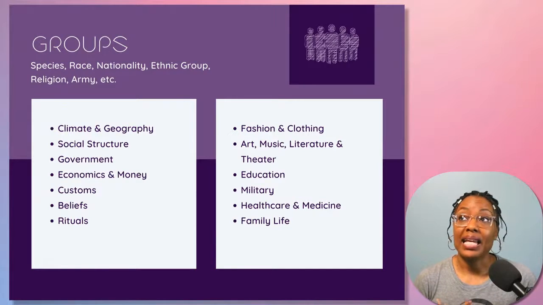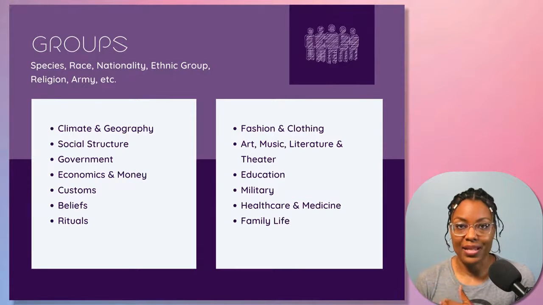So if I'm dealing in nations in one of my secondary world epic fantasy stories, then I'm going to go into the climate and geography of that place, the social structure, the government and economics, all of the world building things that happen there. Now, in the books where I'm writing in our world, a more contemporary time period, I'm not going to do the United States and their climate and geography.